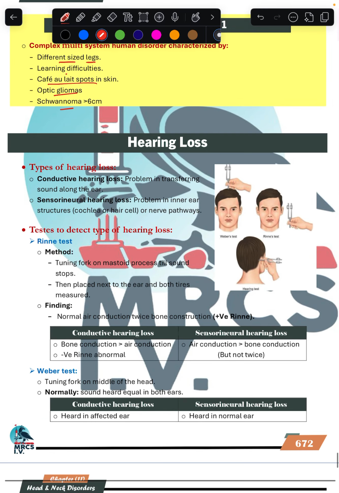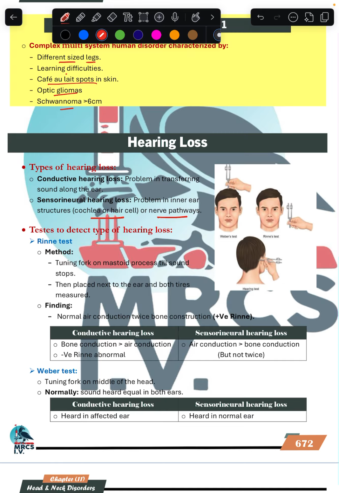So what about this hearing loss? There are two types of hearing loss, sensorineural and conductive. Conductive means there are the bones which conduct this: incus, malleus, stapes conduct the wave from the tympanic membrane to the neural pathway of the inner ear. Whenever there is bony involvement, it is called conductive hearing loss. The problem is transferring sound along the ear. Sensorineural is a problem of the inner structures, the cochlea, the hair cells or nerve pathways.